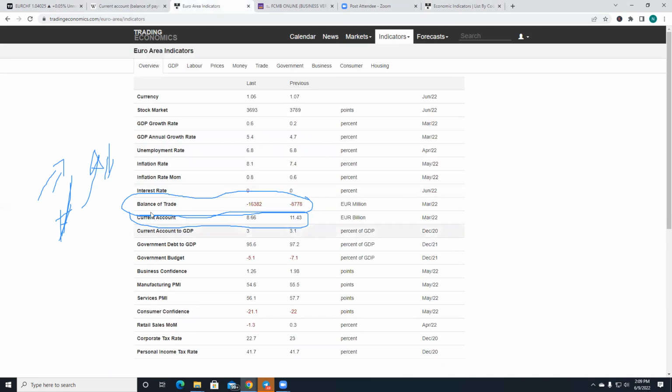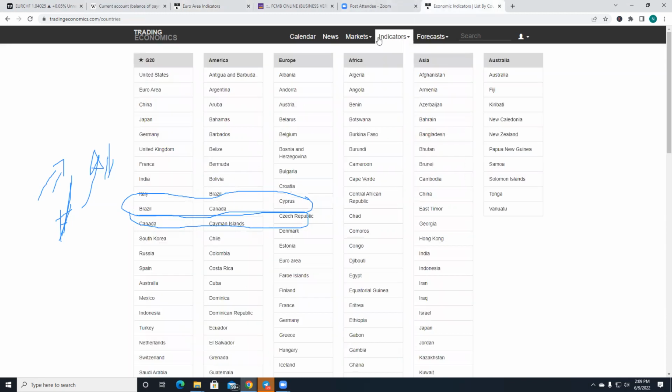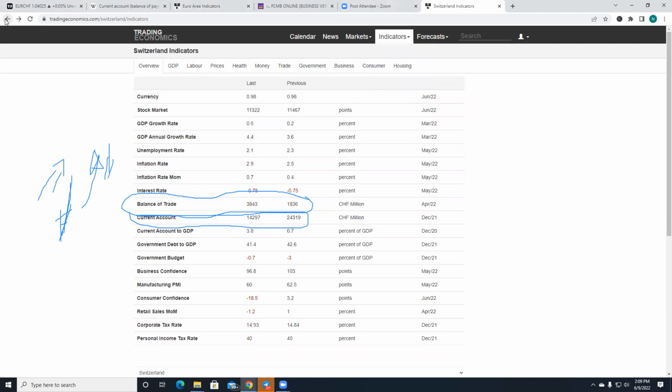Eurozone. Look at it. This is Euro area indicators. Where's inflation rate? Can you see? From 7.4% to 8.1%. Can you see? Whereas for that of Switzerland, guys, look at it. Inflation rate from 2.5 to 2.9. Can you see? The inflation rate in Switzerland is kept just a little above the targeted rate. So they are doing fine.